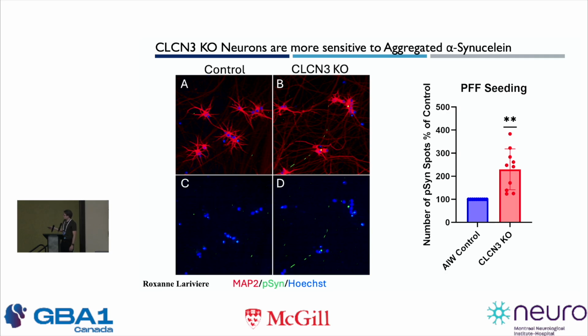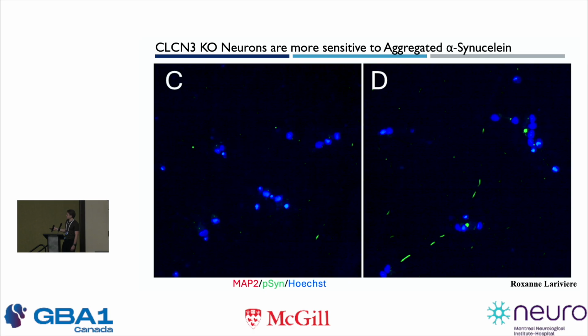And so as you can see, when we quantify this, we see almost double the amount of phosphosynuclein inclusions in our CLCN3 knockout neurons compared to our wild-type controls. And you can see that clearly here with these green spots all throughout the dendrites and cell bodies of these cells compared to the wild-type. So clearly these cells are less able to deal with this pathological synuclein.